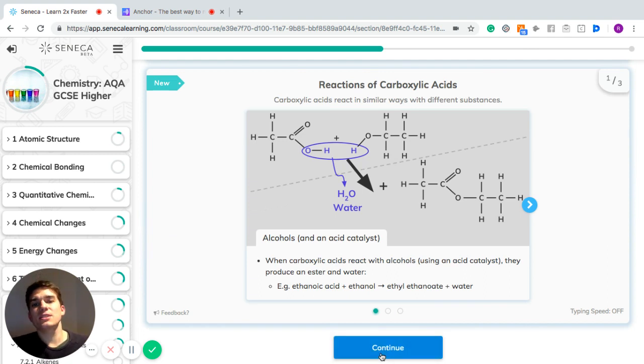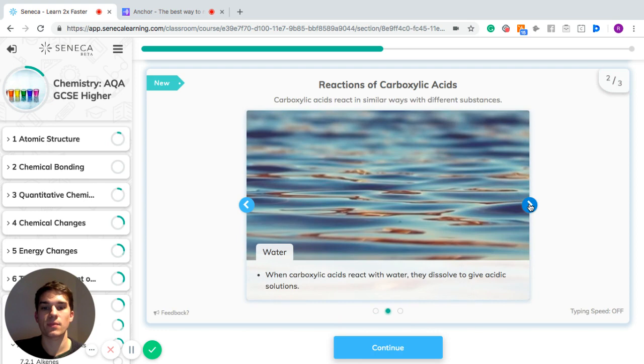So carboxylic acids react in similar ways with different substances. If they're reacting with alcohols with an acid catalyst, they'll produce an ester and water. For example, ethanoic acid plus ethanol will go to the ester ethyl ethanoate, and water will also be produced. If you react carboxylic acids with water, then they'll dissolve, and that will give an acidic solution. Remember that the carboxylic acids only partially ionize in water, and therefore they are weak acids.